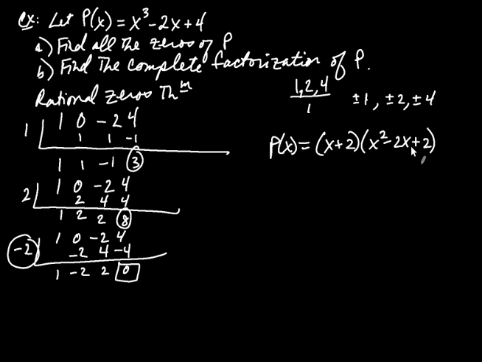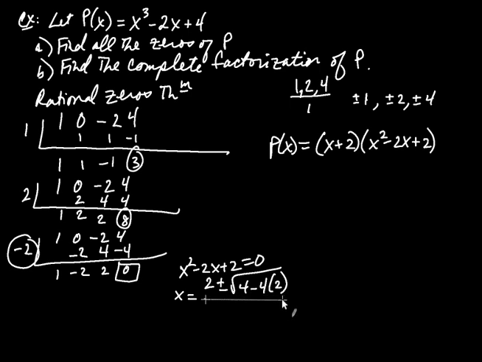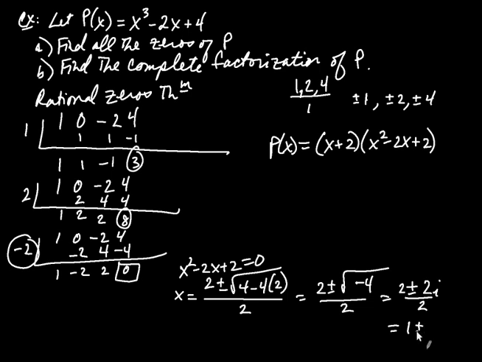So I'm looking for the zeros of this. So I use the quadratic formula, x squared minus 2x plus 2 equals 0, and let's see, what do I get? I get, well, x is equal to 2 plus or minus the square root of 4 minus 4 times a times c, which is 2, all over 2 times a, which is 2. So I get 2 plus or minus the square root of 4 take away 8, which is negative 4, over 2, which is 2 plus or minus 2i over 2. So I get 1 plus or minus i, because remember the 2 divides into both of those.